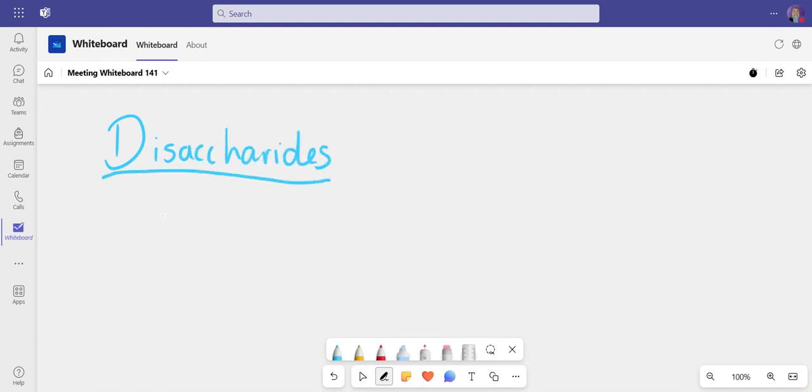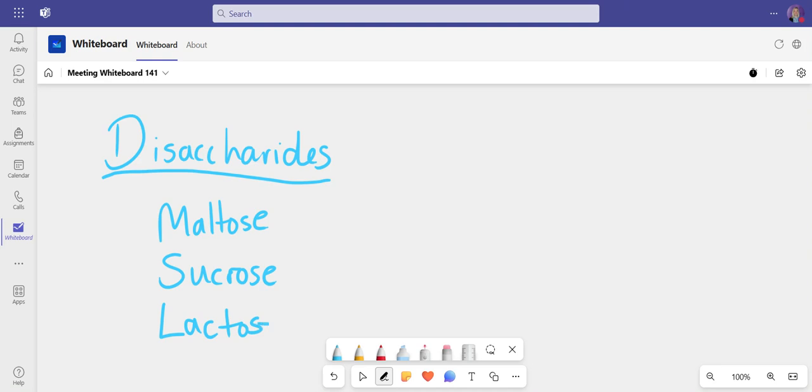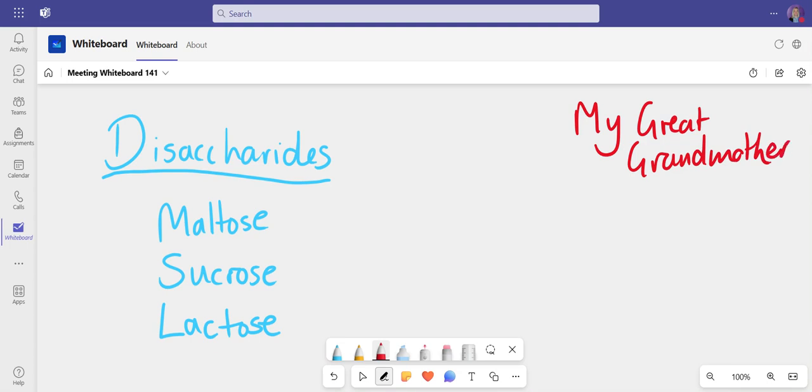So the first one you need to know is maltose. The second one you need to know is sucrose. And the third one you need to know is lactose. Now, I have a little memory aid for 2 of these. I remember my great-grandmother for maltose, because M for maltose, G and G, because it's made of alpha glucose, G for glucose, and alpha glucose.